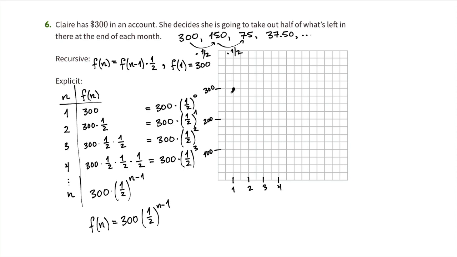Okay. And this represents the amount that she has at the beginning of the first month. Okay, and then at the beginning of the second month, after she's taken out half, she's left with 150. And then for 3, 75. 4, 37.5, and so on. And of course, this is just one way of modeling it. This is representing where f, our function, represents the amount in the account at the beginning of the nth month.